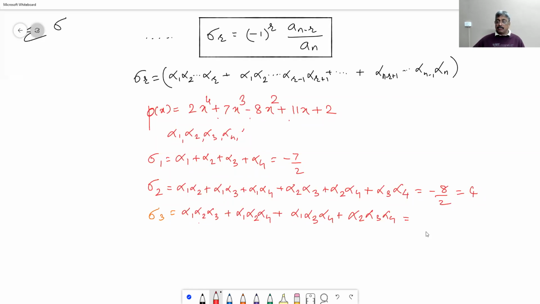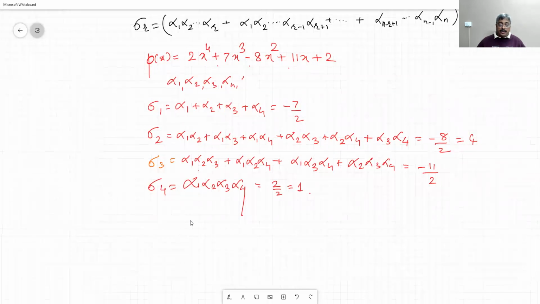And now, how much is this going to be? Minus plus minus, so minus 11 upon 2, that is sigma 3. And sigma 4 is going to be alpha 1, alpha 2, alpha 3, alpha 4, the product of all of them, which is equal to minus plus minus plus 2 upon 2, which is equal to 1. That is the information about the coefficients and their relationship with respect to the roots.